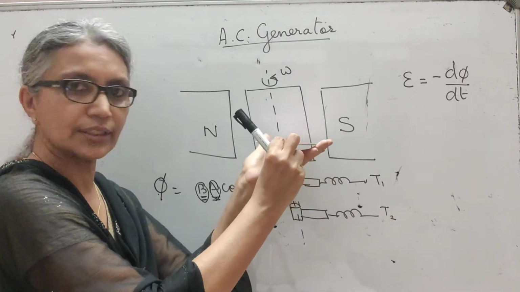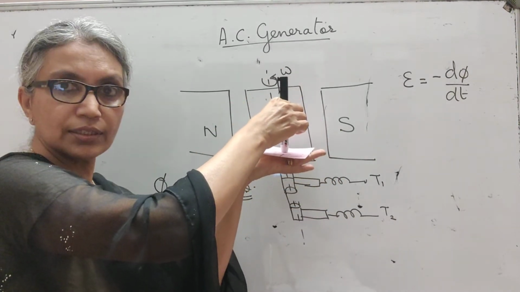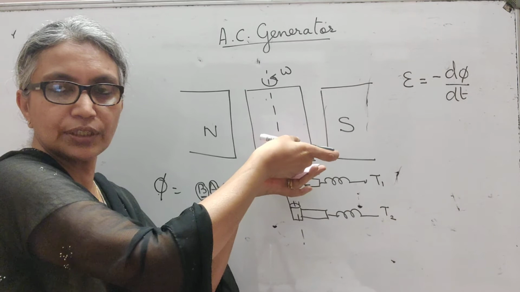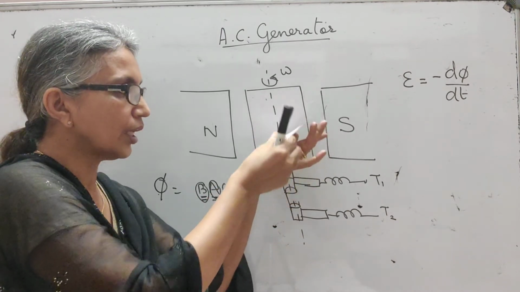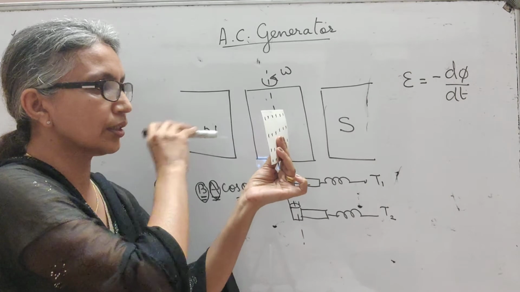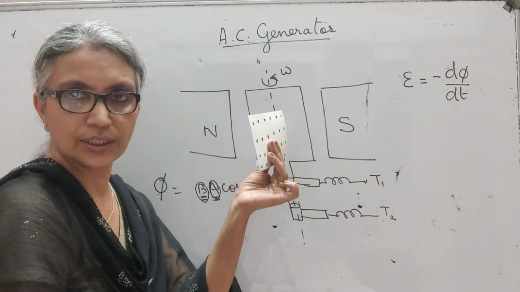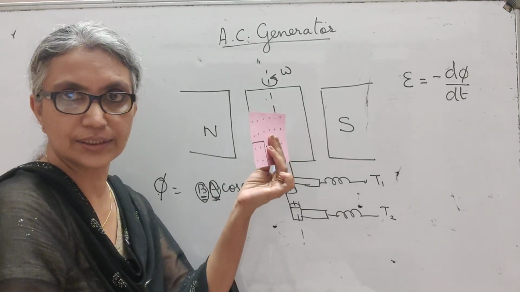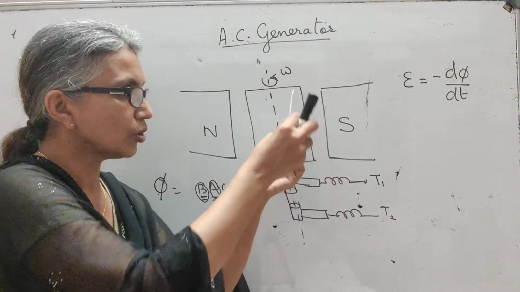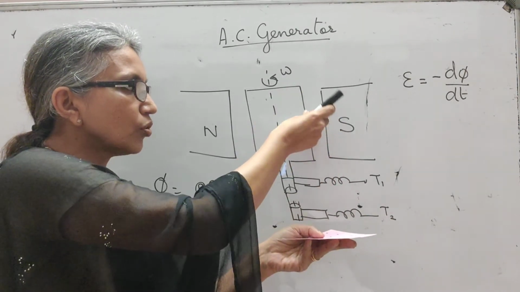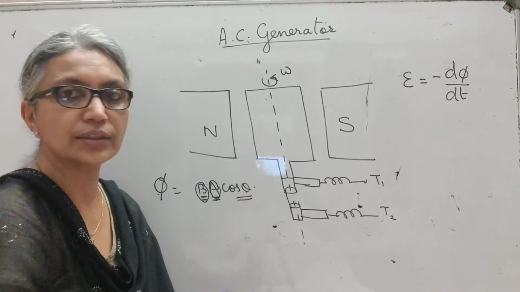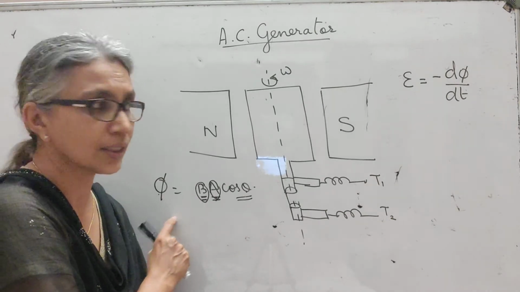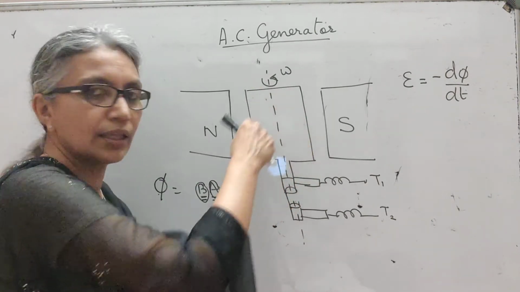As your coil turns and reaches this position, the area vector is like this, but your magnetic field is still from north to south, so theta becomes 90. As it turns further, the area vector is here, the magnetic field is still to the right, theta becomes 180, then 270, and back to 360. As the coil turns, the area vector is also turning, and therefore the angle theta goes on changing, and it is because of a change in theta that we have a change in flux, and thereby an induced current in the coil.